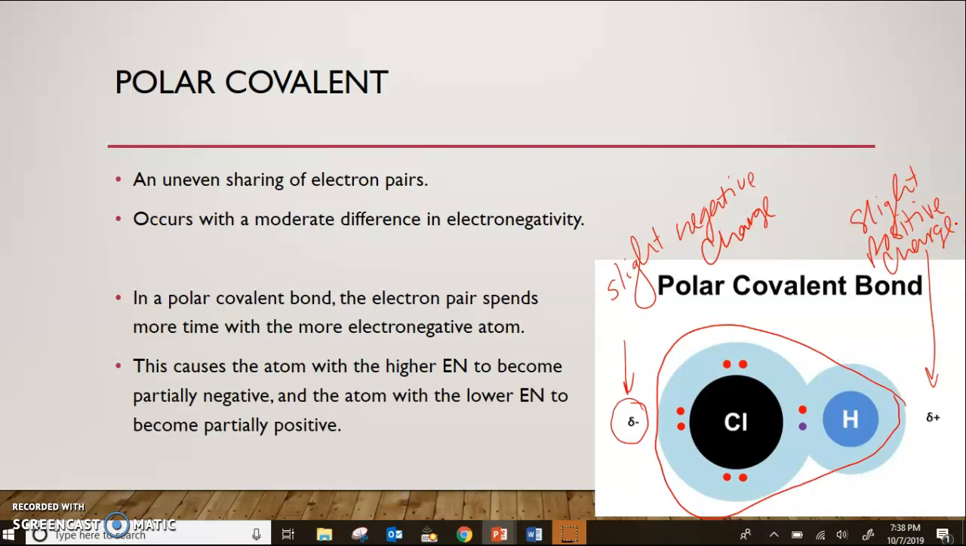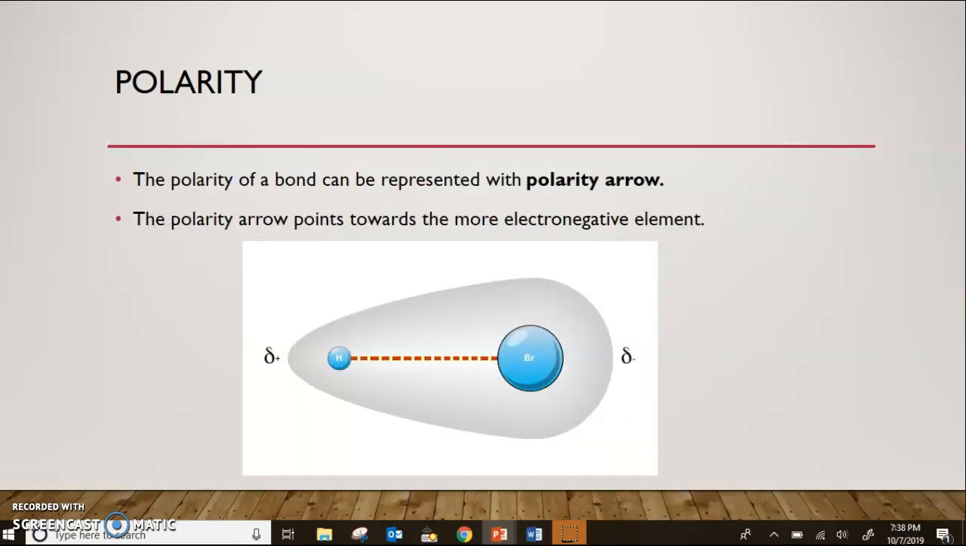And again, that's because you're pulling the electrons to one side over the other. Here's another great example. You can see the delta negative here. Bromine has a higher electronegativity value, and so it's pulling the electron cloud away from that hydrogen.